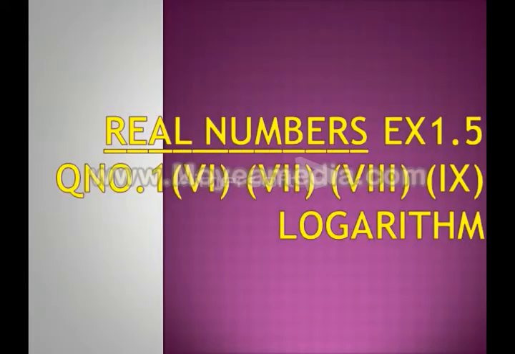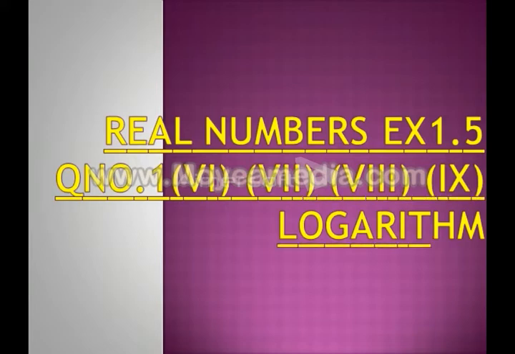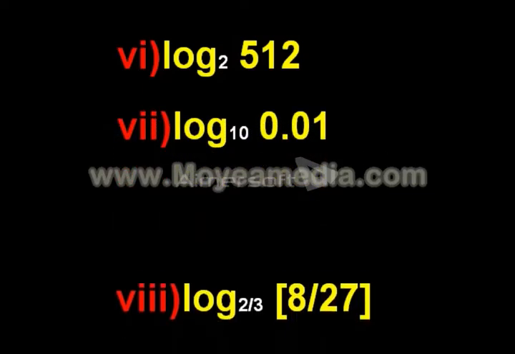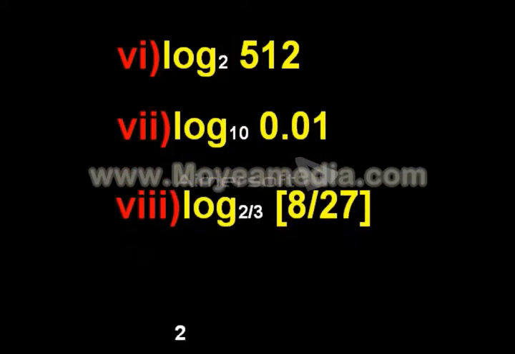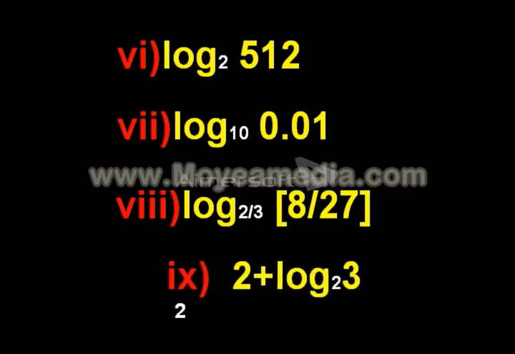In this video, I have planned to solve a few problems from exercise 1.5 of real numbers. Sixth question: log 512 base 2. Seventh: log 0.01 base 10. Eighth: log 8 by 27 base 2 by 3. Ninth: 2 power 2 plus log 3 base 2.